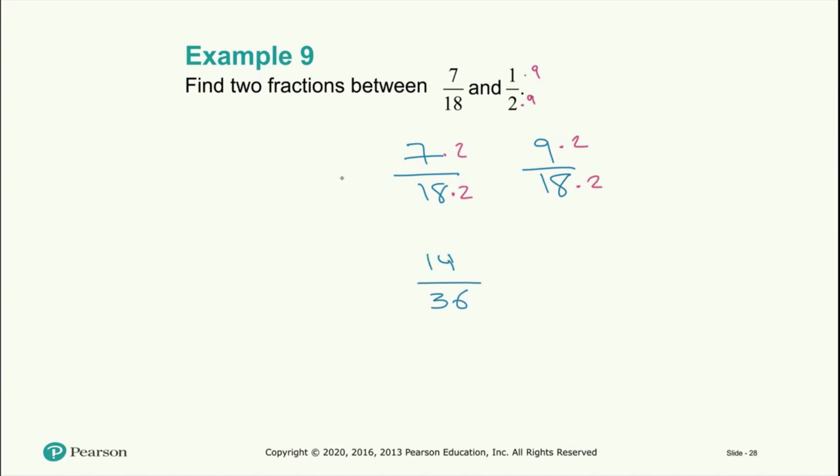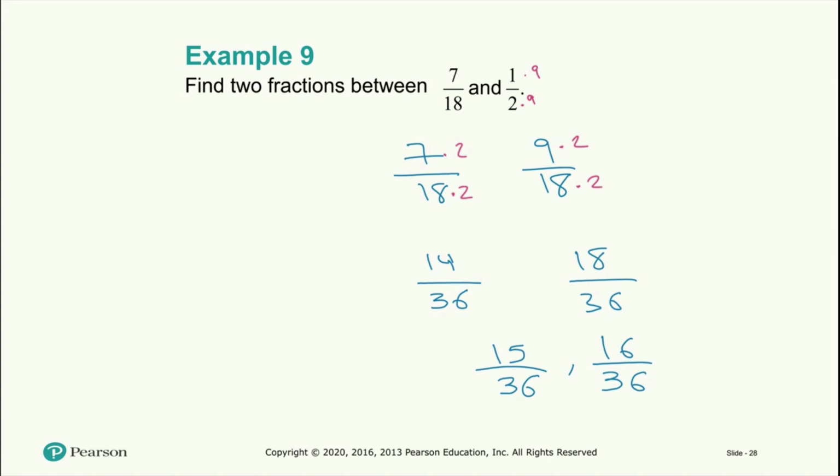14/36 and 18/36, right? So now I know that 14/36 has the exact same actual value as 7/18, and I know 1/2 and 18/36 are also equal. So I'm still working with the same two fractions, right? But now I can easily find two fractions in between. So for example, I know I can get 15/36 and say 16/36.